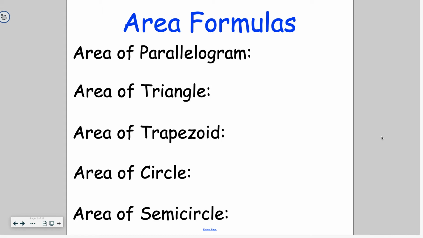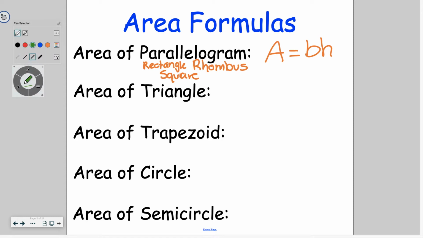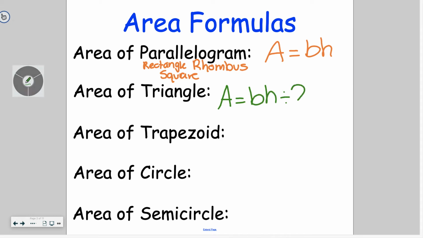First, the area of a parallelogram, which also works for rectangles, for rhombi, and for squares. So all of these different shapes all have the same area formula, and that is area is equal to base times height. For the triangle, our area formula, recall, was area is equal to base times height divided by 2.